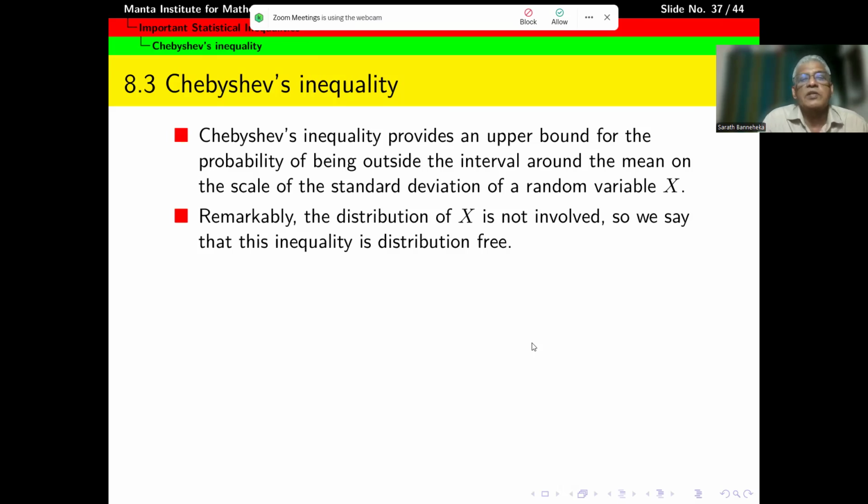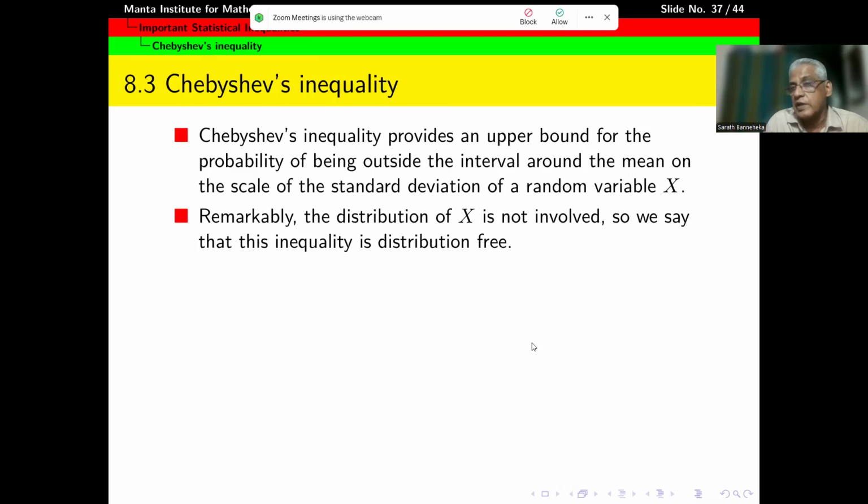Right. So Chebyshev inequality provides an upper bound for the probability of being outside the interval around the mean, on the scale of a standard deviation of a random variable x. So it's going to give you an upper bound. The probability that x minus mu is greater than or equal to some given value is less than or equal to some value. That value is going to be given by Chebyshev's inequality, right?